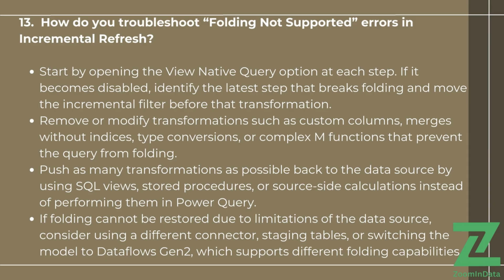Remove or modify transformations such as custom columns, merges without indices, type conversions, or complex M functions that prevent the query from folding. Push as many transformations as possible back to the data source by using SQL views, stored procedures, or source-side calculations instead of performing them in Power Query. If folding cannot be restored due to limitations of the data source, consider using a different connector, staging tables, or switching the model to Dataflows Gen 2, which supports different folding capabilities.